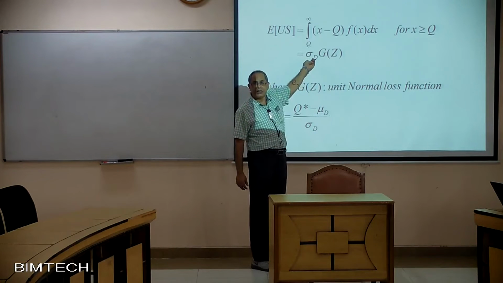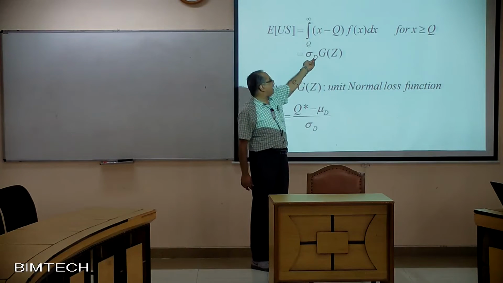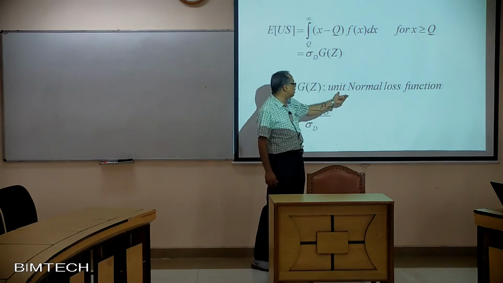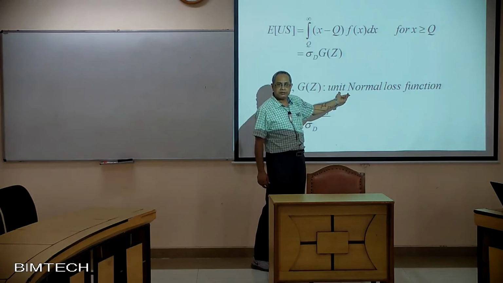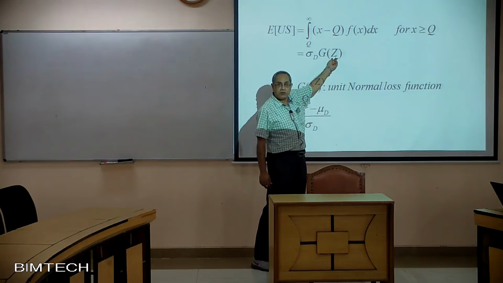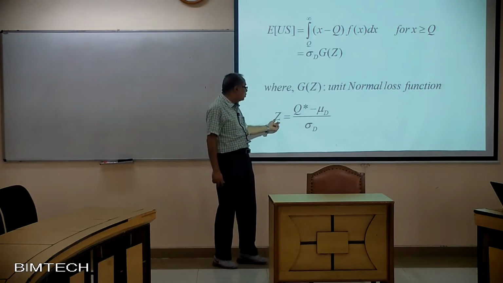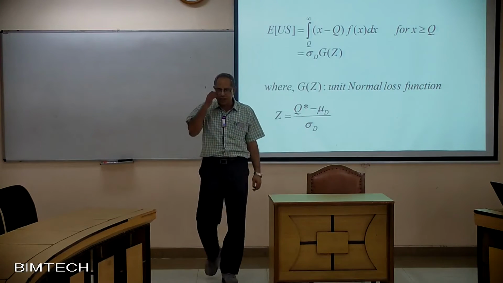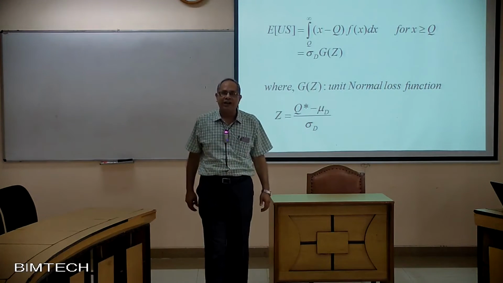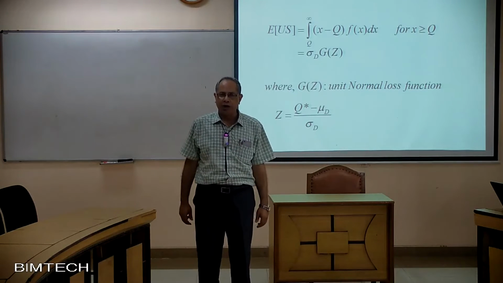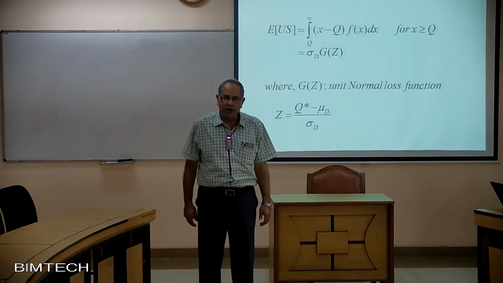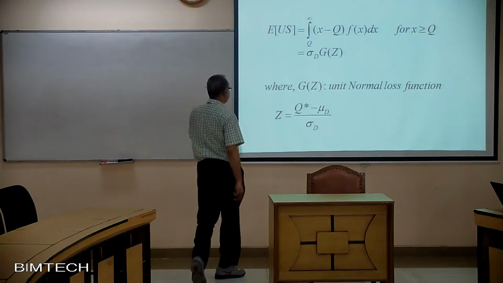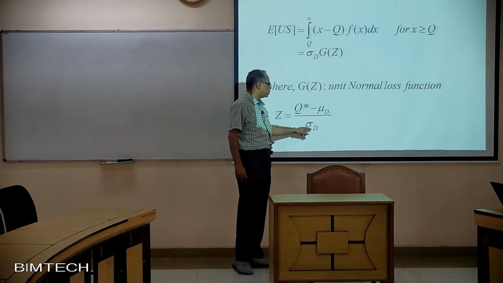Sigma d is already given to us, and g(z) is something that we can find out from the table for the loss function. However, we need the value of z, and the z value is nothing but (q star minus mu) upon sigma. This is how we standardize any variable into a standard normal variable. So the z value is (q star minus mu d) upon sigma d.